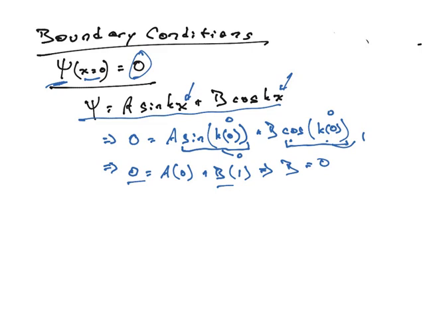I just figured something out. B in our solution is always 0. So now we have a new solution, more specific to our problem. And it says psi is a sine kx. B is 0, so 0 times cosine is just 0. So here we go. There's our new solution.